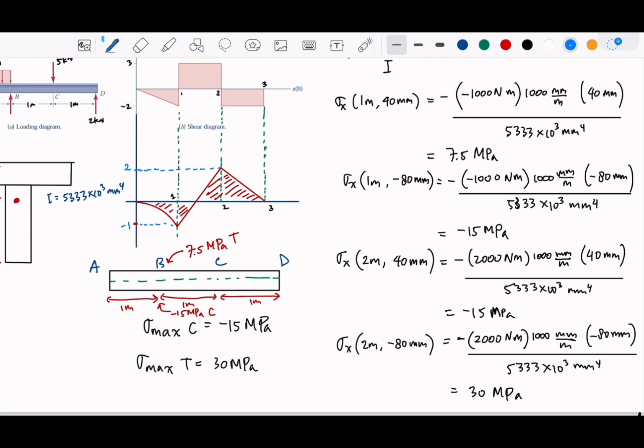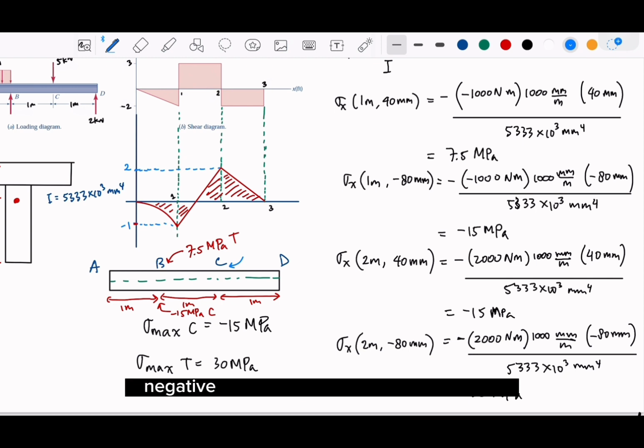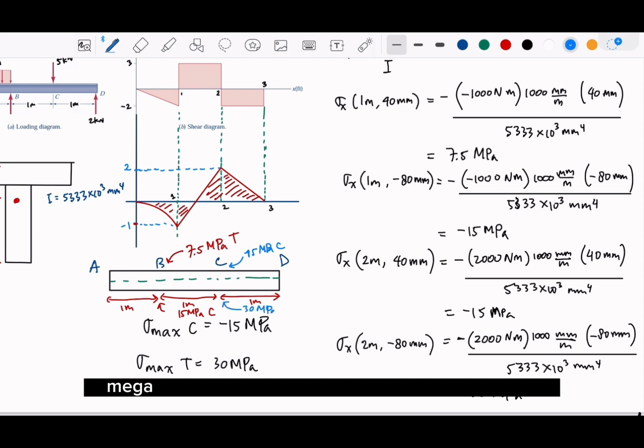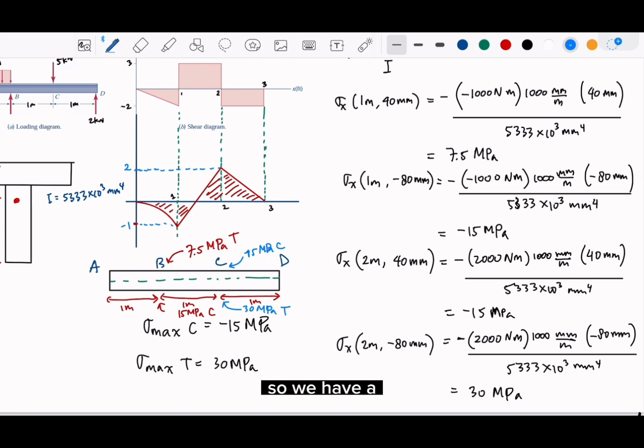And then at 2 meters at C, we get another negative 15. Or let me write without the negative. So just write compression and tension. So here is 15 megapascal compression, and here is 30 megapascal tension. Okay. So that's what would happen. So at 1 meter, we have 7.5 megapascal tension, and at the bottom, we have 15 megapascal compression. So it seems that we have a tension here, and this is compression.